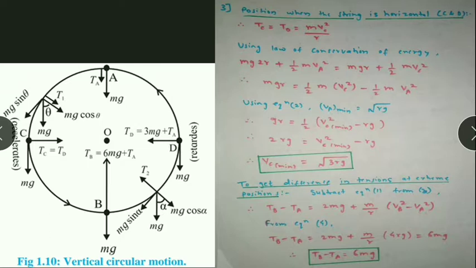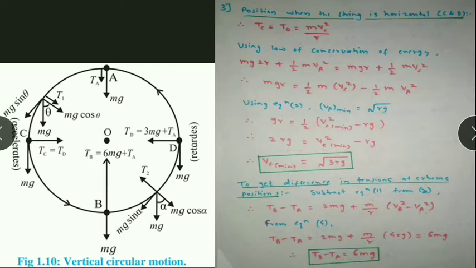Now again, using law of conservation of energy, potential energy at point A plus kinetic energy at point A is equals to potential energy at point C plus kinetic energy at point C. Therefore, mg into 2r plus half mva square is equals to mgr plus half mvc square. Therefore, mgr is equals to half mvc square minus half mva square.